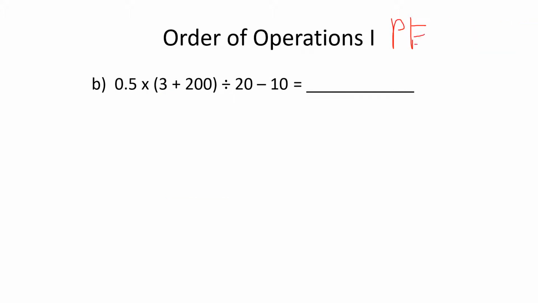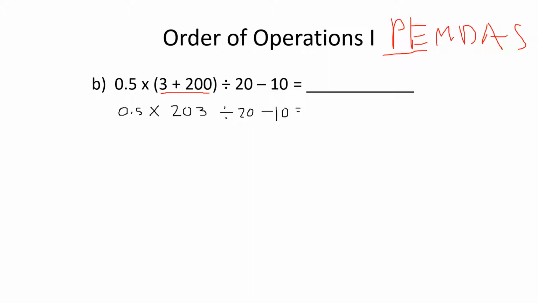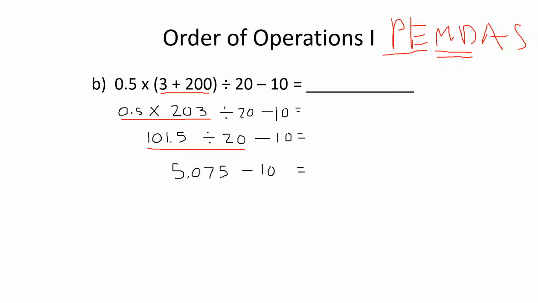So, please excuse my dear Aunt Sally. The first thing we have to do is parentheses and exponents. We've got a parenthesis, so we'll do that one first. That becomes 203. No more parentheses, no more exponents. Now we do multiplication and division from left to right. The first one is 0.5 times 203. That becomes 101.5. Rewrite everything. We still have a division, so we'll do that division next. That becomes 5.075, and then our last step, now we're in addition and subtraction.